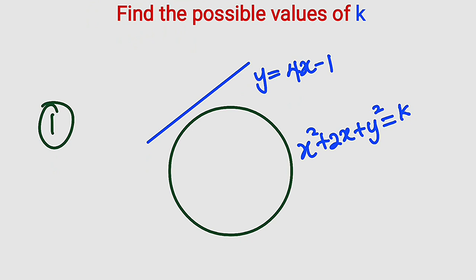What you should know is that if this line and the circle intersected, the value of y, which is 4x minus 1, must be equal to the value of y in the equation of the circle. But since they never intersect, the values of y will never be equal. But we are going to pretend as if the line and the circle intersected. If that is true, we are going to substitute the equation of the line into the equation of the circle in order to find the points of intersection. Right? We are just pretending.